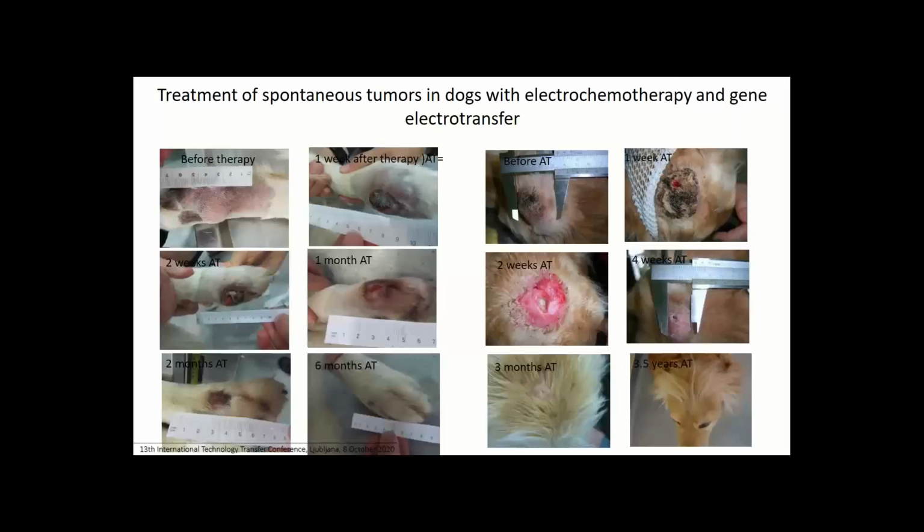When we compare the results of our study with available literature data, we see that our median survival time is much, much longer than after surgery or other treatment modalities for this particular tumor. So now we are preparing the first-in-human study for gene therapy, and we hope to start next year on head and neck tumors in human patients. Thank you.